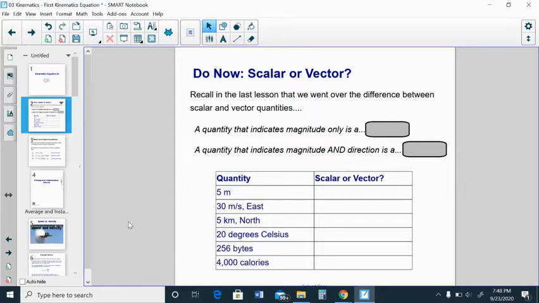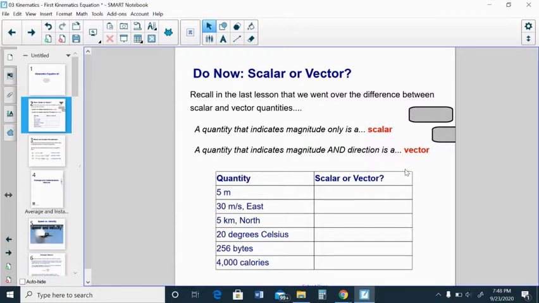Okay, so let's go over this. A quantity that indicates magnitude only is a scalar. So when you're only giving a number, that would be a scalar quantity. Whereas a quantity that indicates both a magnitude and direction would be a vector. So the key there is that you're also indicating direction, and that's what turns a quantity into a vector.